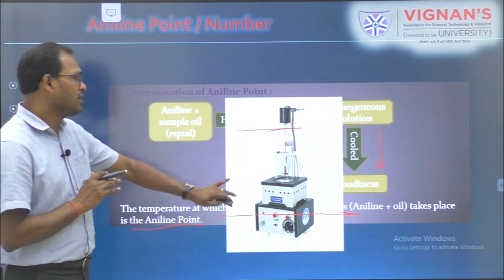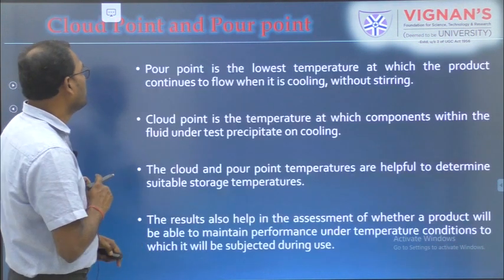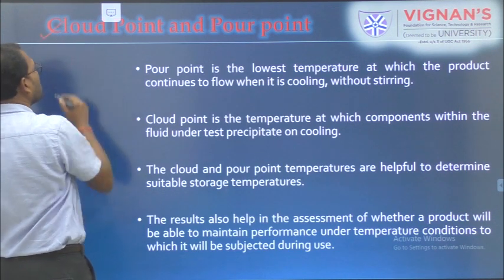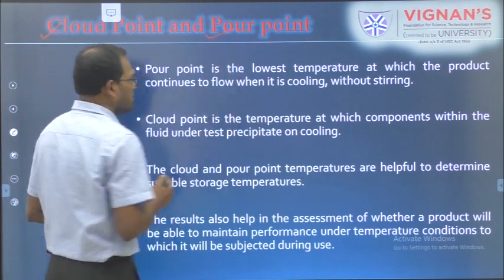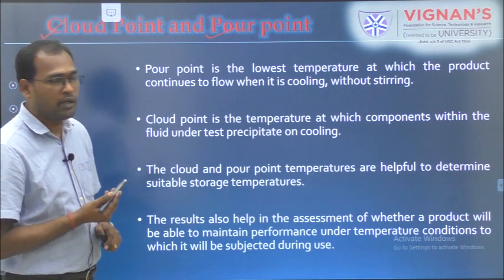Okay, right. So this is the apparatus which is used to do this aniline point. Moving on to the next property, which is cloud point and pour point. This is also a function of temperature, how the material behaves.